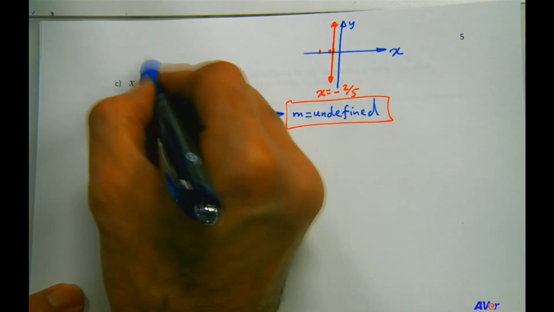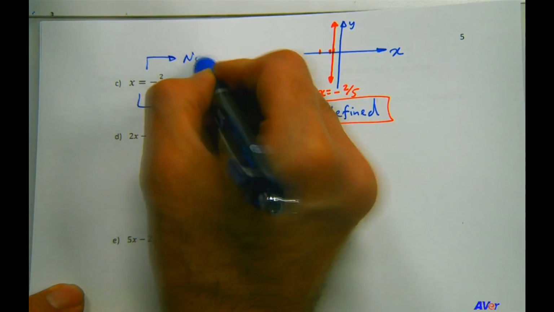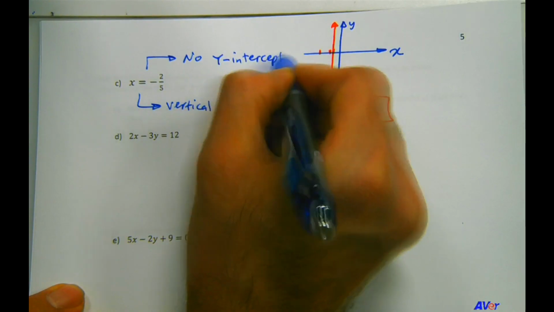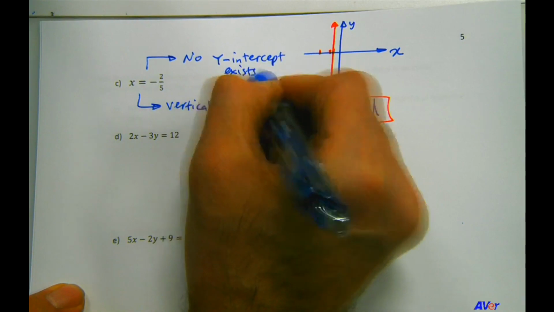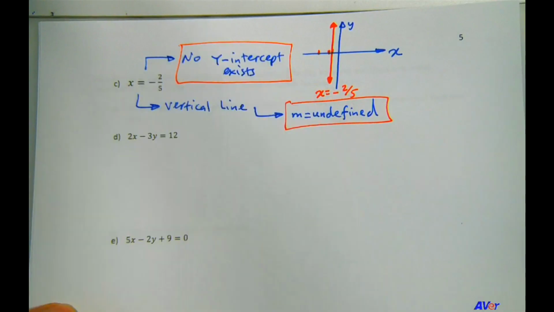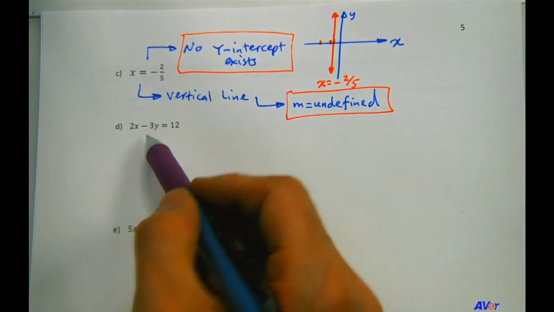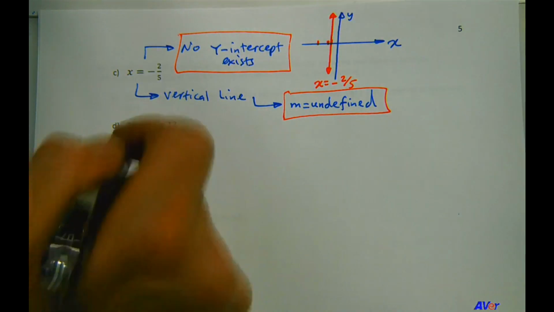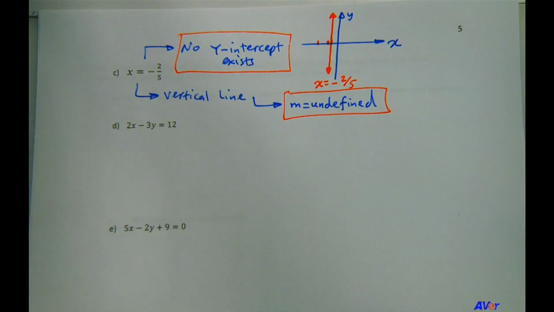And no y-intercept exists, okay, because of that. This is what I was saying: if you're given a linear equation and you're asked to write down the slope and the y-intercept, then write this line in y equals mx plus b form. So let's do that.